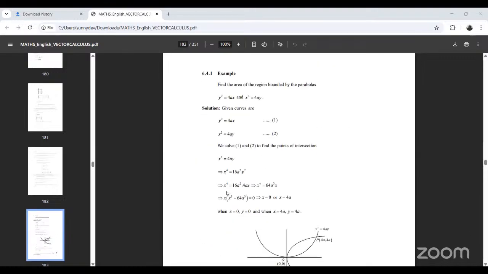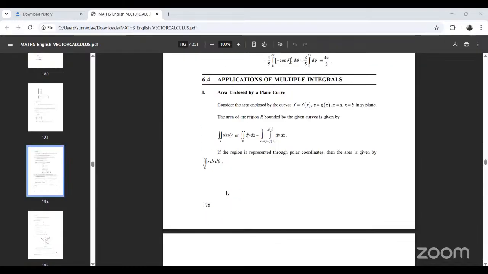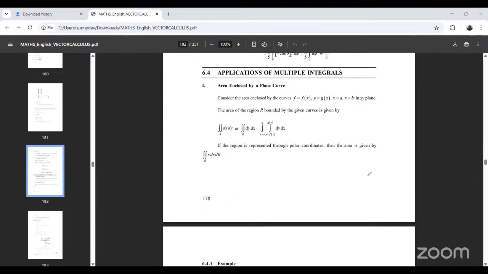Next, here is the application of multiplication of integrals. They are asking to find the area enclosed by the two curves. This is one curve and this is the second one. So they're asking to find the area of the region bounded by the two curves. This is very important. Last time we discussed the volume of integration. Now today in this topic we are discussing the area enclosed by the two curves. So how can we find that?